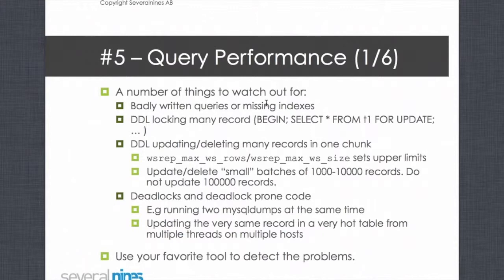You should also look out for DML. I've written DDL here, it's wrong, it should be DML, that is locking many records. For example, if you have begin, select star from T1 for update, and you use that construct over unbound queries, that will lead to severe contention inside the Galera nodes, and even if you run it just on one isolated node, it will affect the other nodes as well.